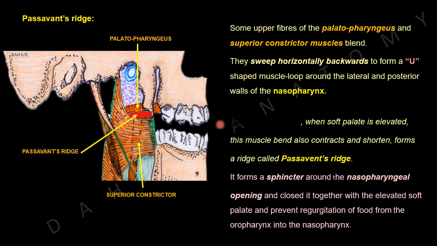During deglutition, that is swallowing, when soft palate is elevated, this muscle band also contracts and shortens, forms a ridge called Passavant's ridge. It forms a sphincter around the nasopharyngeal opening and closes it together with the elevated soft palate and prevents regurgitation of food from the oropharynx into the nasopharynx.